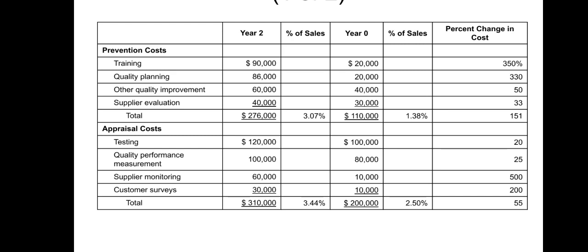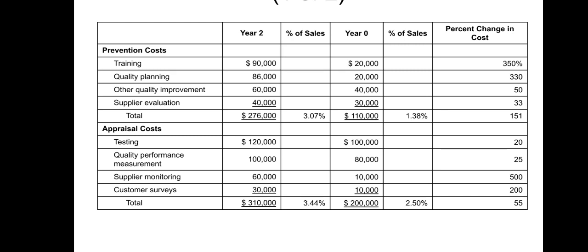For example, here you see the prevention cost. The first one is training. In year 0, the training is 20,000. In year 2, the training is 90,000. So the percentage, you can see in the last column. The percentage of increment is 350%. So you have to list all the costs, and also you have to show the percent change in the cost.